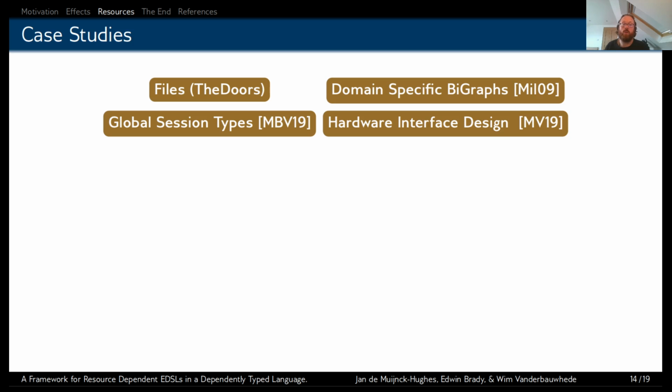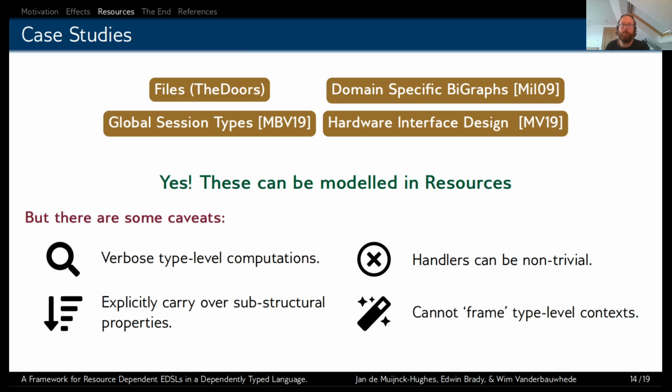So what do we find? Well, yes, we can model these in resources, but there are a few caveats. Unfortunately, expressions that update many variables are complex, specifically their type signatures. And with multiple context updates, your type signatures become very noisy. We might need to work on how to develop a better EDSL to describe these type signatures and to make things less noisy.